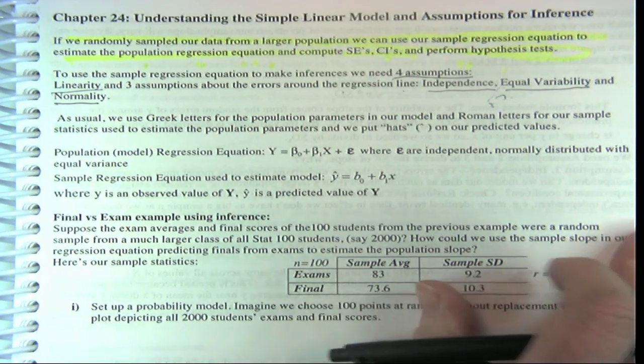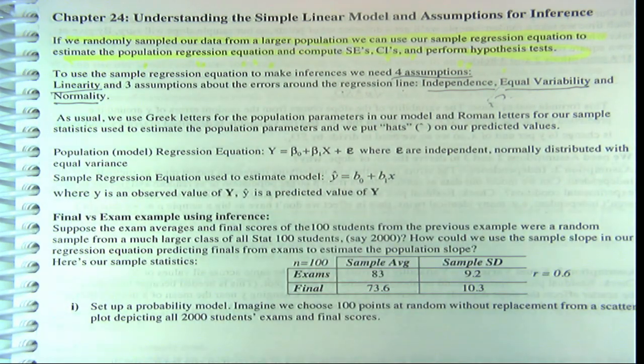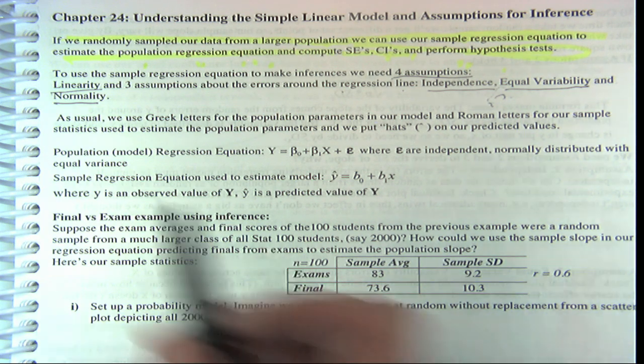Just as usual, since we're talking about a sample regression equation and a population, we have to distinguish them. So we should use Greek letters for the whole population, the ideal, beautiful population out there that we don't see. And then we have the sample that has a lot of error in it, and we use Roman letters for that. So we're going to do the same thing.